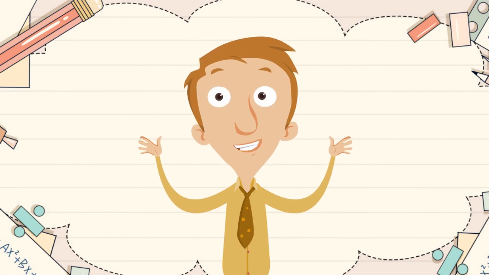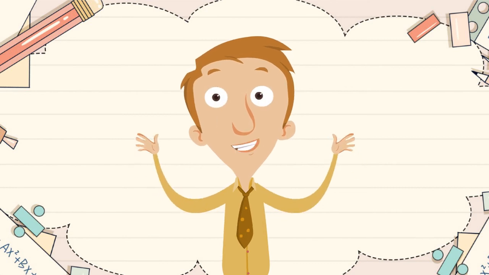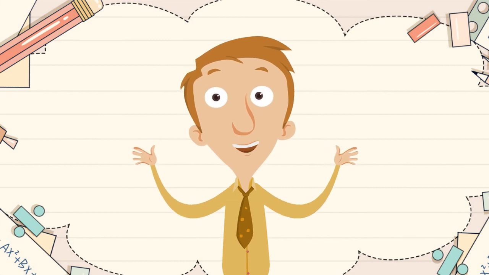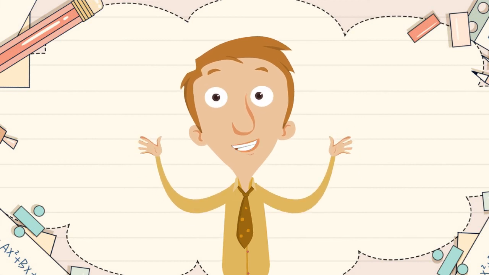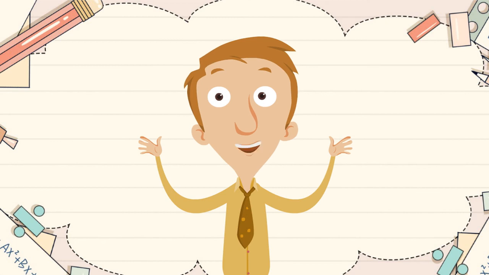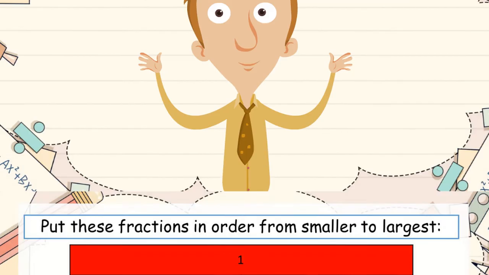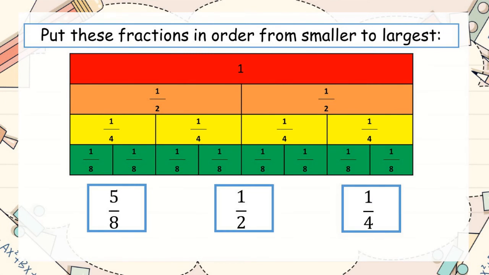Let's try something slightly different. We're going to try and order fractions from smallest to largest now. This is very similar to what we were doing before, so I think you'll be pretty good at this. Take a look at the fractions down below. Using the fraction wall, can you put these fractions in order from smallest to largest? Pause the video and give it a try.